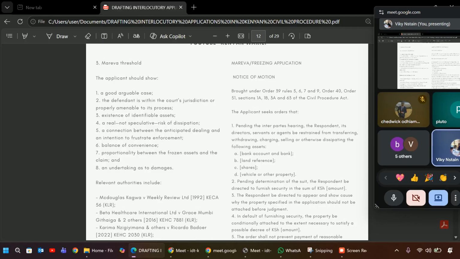So maybe someone will tell us what mistake he made when he did this kind of application and the defendant was not within the court's jurisdiction. What happened? So, or properly amenable to its process, and you should even show the existence of identifiable assets, and a real and not speculative risk of dissipation. You should show that there is a connection between the anticipated dealing and an intention to frustrate enforcement, and there is a balance of convenience and proportionality between the frozen assets and the claim, and an undertaking as to damages. So the relevant authorities are as follows before your screens.